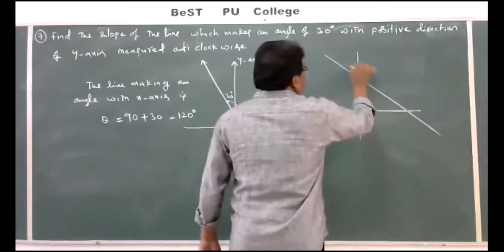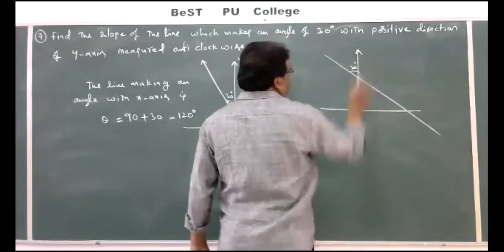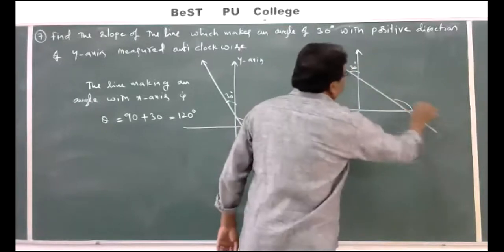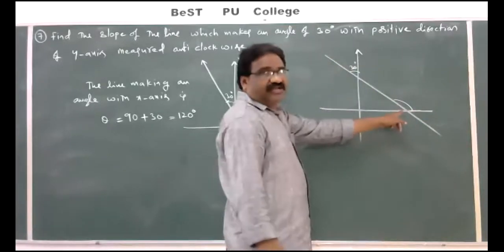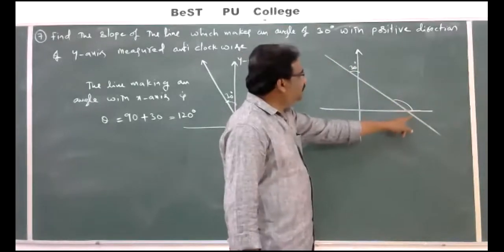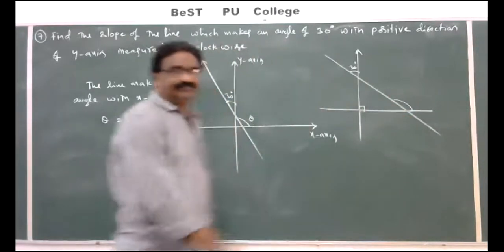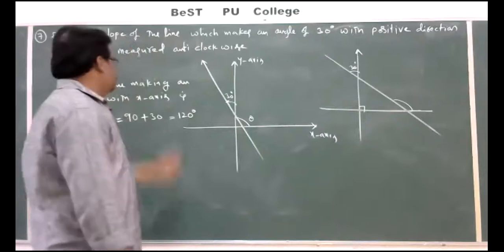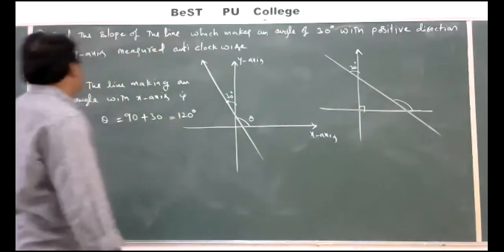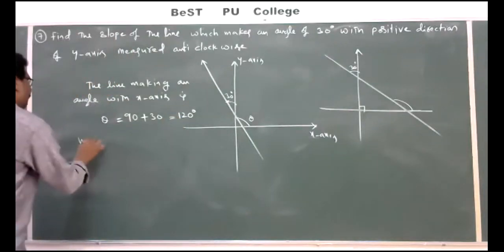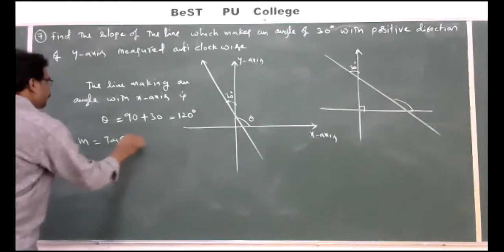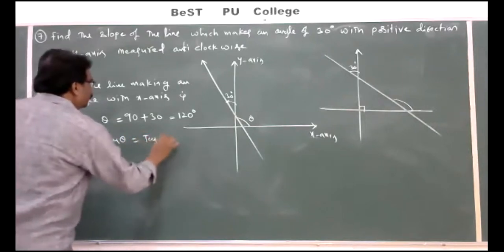This is 30 degrees. This is the y-axis, 30 degrees. Therefore, this is the required line, making an angle. What angle with the x-axis? 90 plus this, that is 120 degrees. So, slope m is equal to tan theta, that is tan 120 degrees.